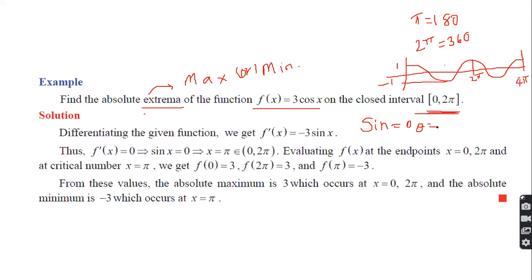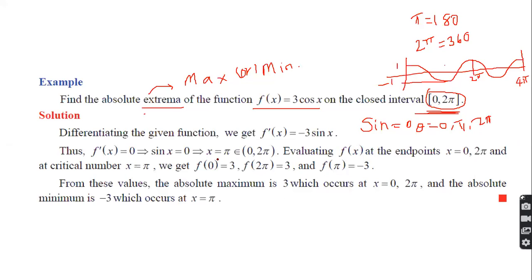Theta equal to 0. When theta equal to pi by 2, what is the value of sin? 1. Then once again it is 0 when theta is 180, which means pi. So 0, pi, 2 pi, 3 pi, etc. But here the given interval is 0 to 2 pi only.